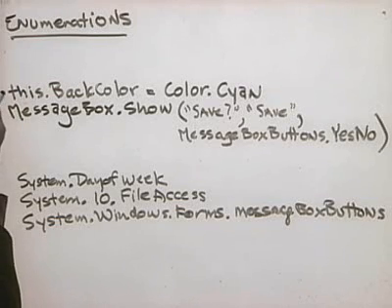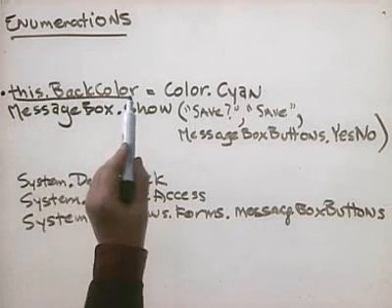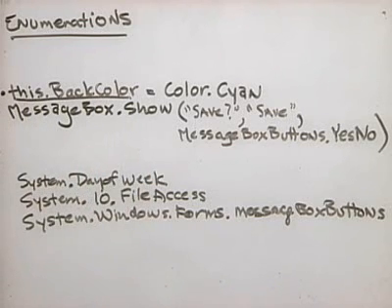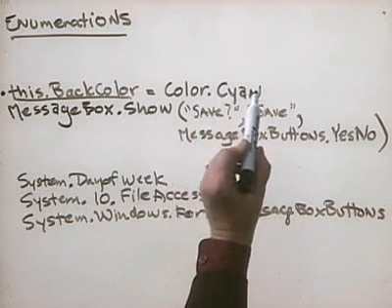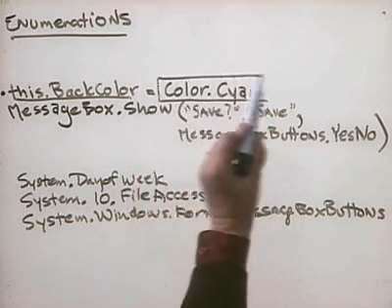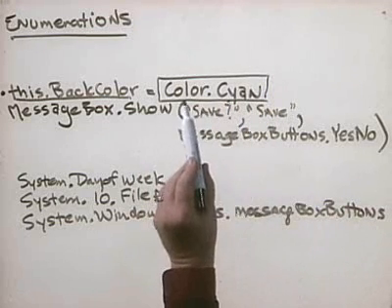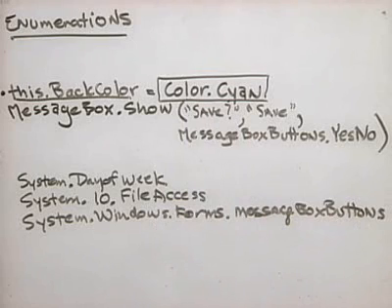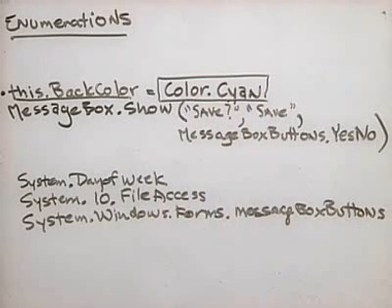Let's take a look. Here we've got two lines of code. This .backColor, so this is a property set. I'm modifying the backColor property, and I'm setting it equal to cyan. Now cyan is actually a member or an element of the color enumeration. That color enumeration is a .NET enumeration that comes from the class libraries.